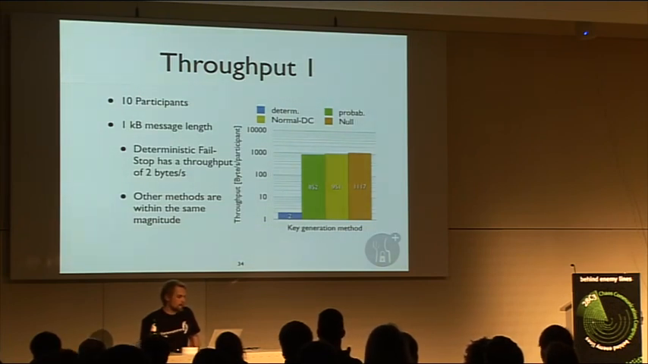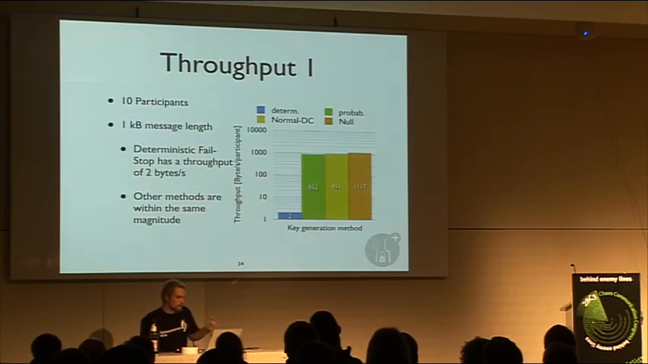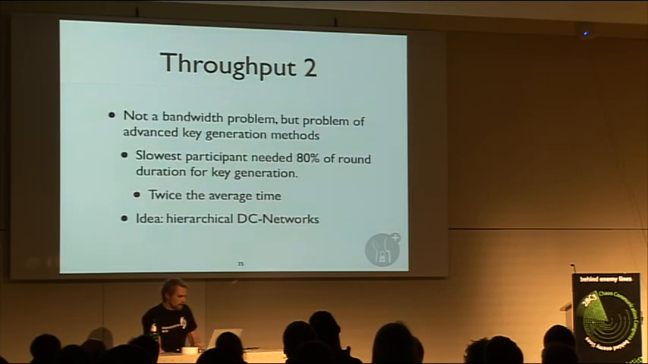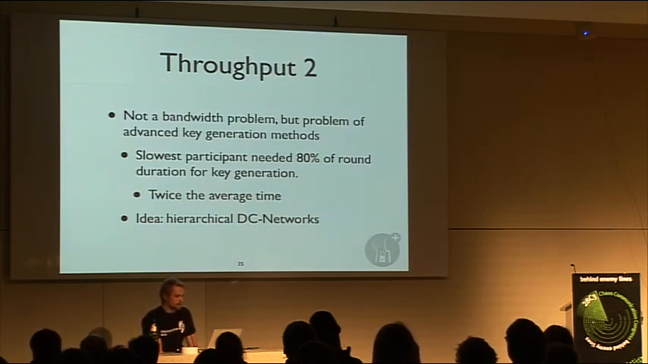And of course, if you take this deterministic fail-stop key generation mechanism, which takes into account all the message history, you end up with 2 bytes per second per participant, which is of course not very good. And the other algorithms are within the same magnitude. And I found out that it's not a bandwidth problem, but a problem of the advanced key generation method.